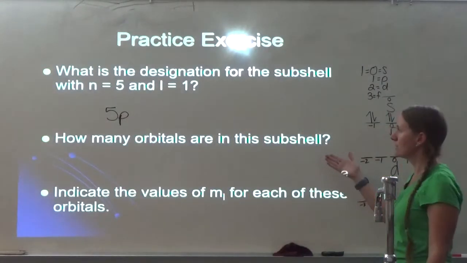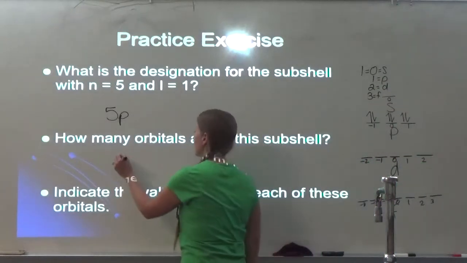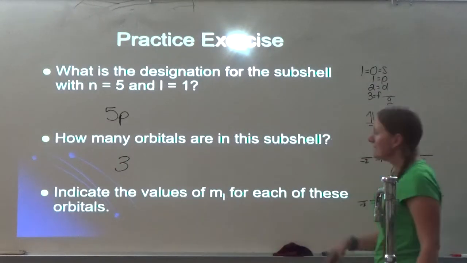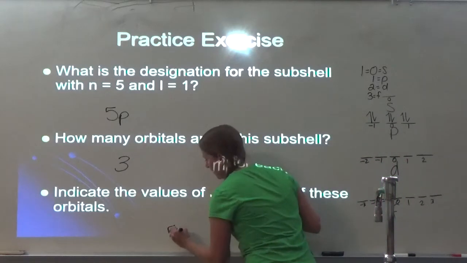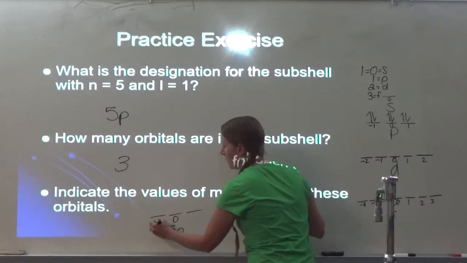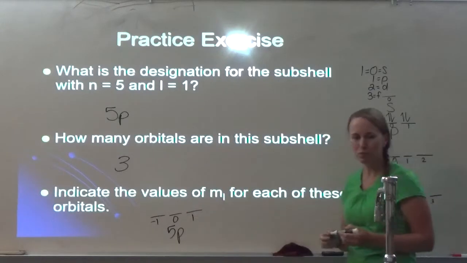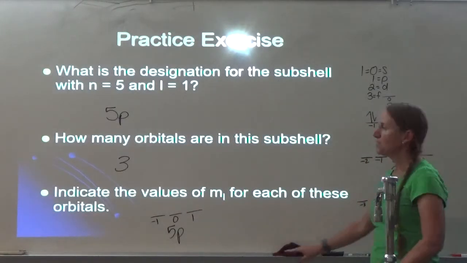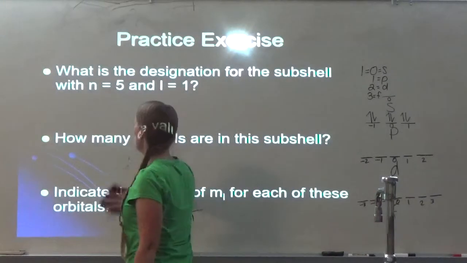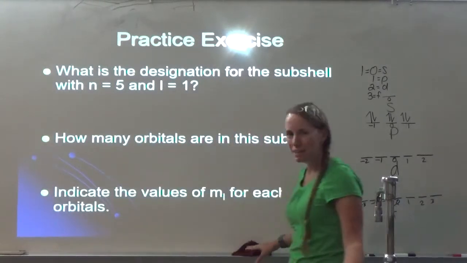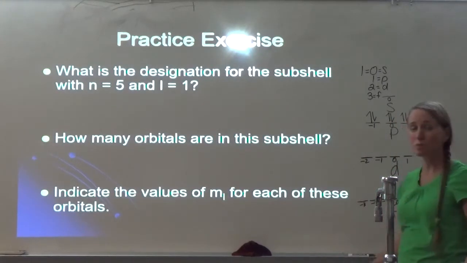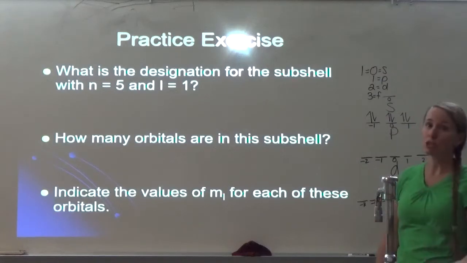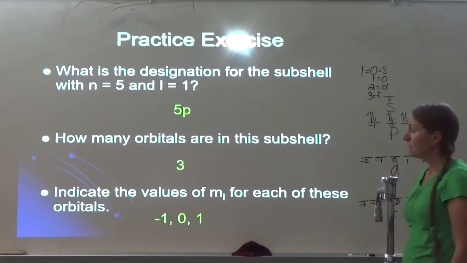It says how many orbitals are in the subshell. You already know that. p has 3 orbitals. Then it says indicate the values of m sub l for each of these orbitals. So that's where the number line comes into play. You know 5p has 3 orbitals, so we put a 0 in the middle, -1, and +1. And like I said, the only part of the quantum numbers that may be confusing are the l, m, and s ones. But the AP exam should only focus on n, which is your principal quantum number, pointing out the energy level overall. And so there are our answers.